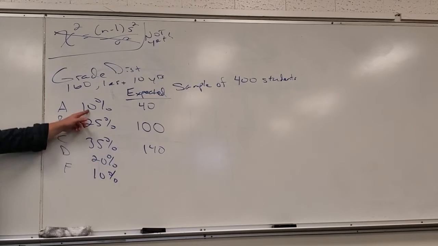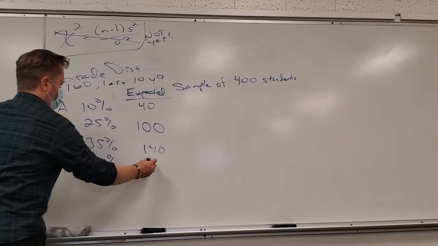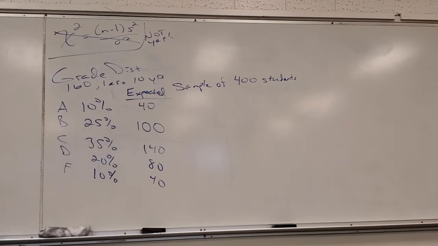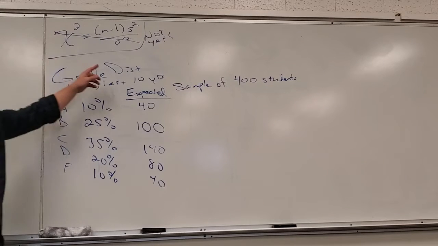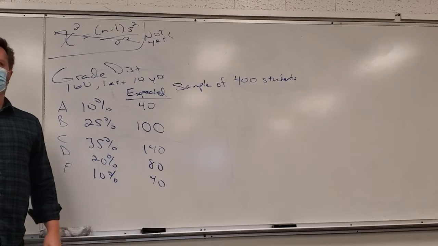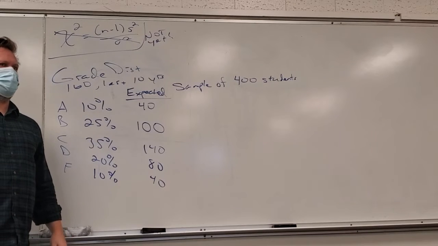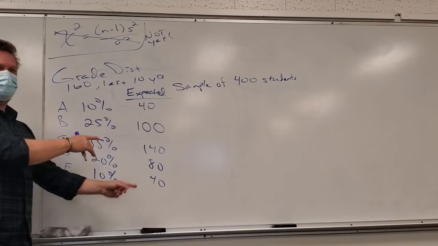And then 20% is twice 10%, so it's 80. And then 10% I already did. Yay! Now what can I do to make sure I did all that right? What should happen with those new numbers now? They should add up to 400. I don't want to lose anybody on the way. Thankfully, if you add them up, they do add up to 400. So this is what we would expect to see.